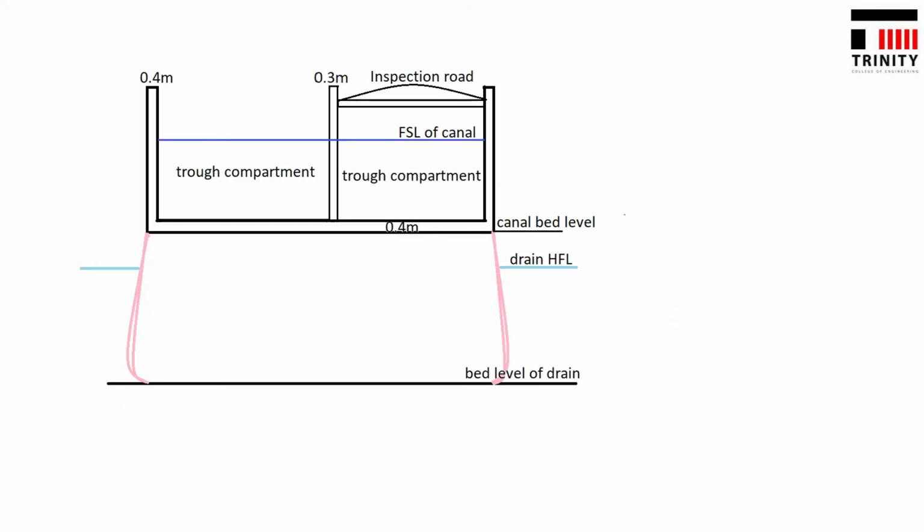Finally, we just draw a figure with the rough data, that is 0.4 outer wall thickness, 0.4 base slab thickness, and 0.3 meter intermediate wall. On the left hand side it is an inspection road, the FSL of the canal and the two compartments, the canal's bed level, the drainage FSL which is below the canal bed level, and finally the bed level of the drain.